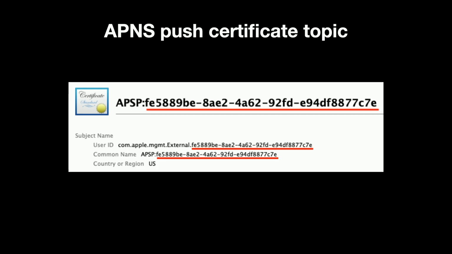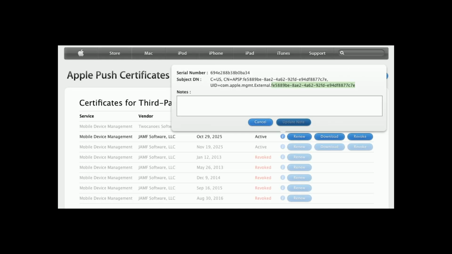The second part is what's known as the topic, which is a specific UUID identifier associated with your MDM server. The certificate generated by the push notification portal will include the topic in both the common name and the user ID fields of the certificate. This information is also visible if you click the info button next to the relevant certificate on the portal page.